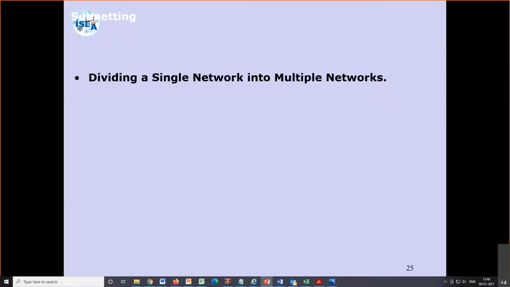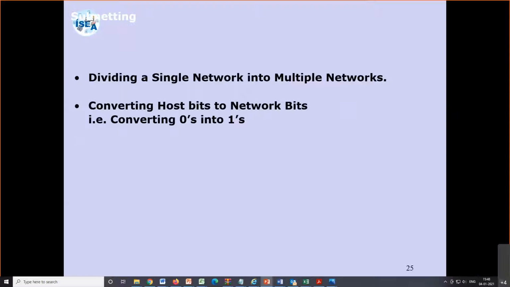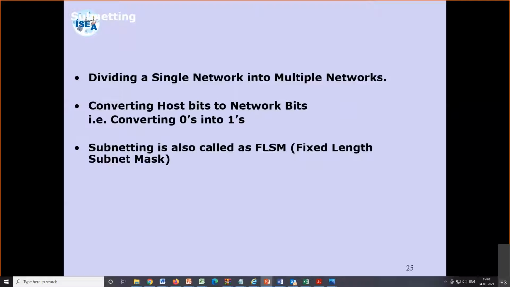Subnetting is dividing a single network into multiple networks, converting host bits to network bits, converting zeros into ones. As I discussed, the leftmost host bit you are adding to the network, that means converting 0 into 1. Subnetting is also called prefix length or subnet mask.